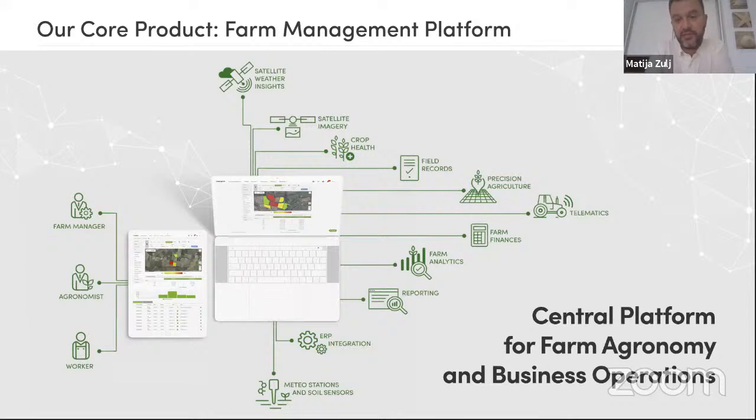For them, it's really key that we all provide them with a simple platform where they can consolidate their data, where they can manage their processes on farm, and where they can make decisions based on holistic data. So this is what our focus is altogether. We are providing a central platform for farm agronomy and business operations.